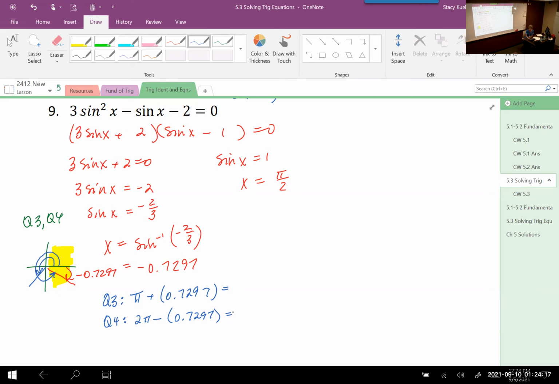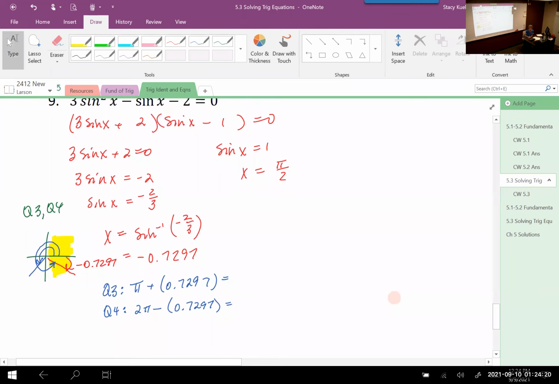We're still in radians, right? For pi plus 0.7297, I got 3.8713. Okay. And then what about for the 4th quadrant? 5.5535. That's right. So those are the 2 angles that give me the negative sine, coming from the 3rd and the 4th quadrant.